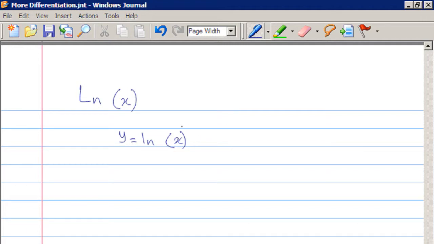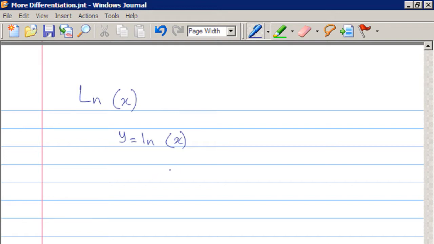Okay, in this video I want to go through how to differentiate the function ln x. If you have y equals ln x, then what is dy over dx? Now if you haven't done anything on logarithms yet, I'll just give a very brief introduction. The easiest way to think of the ln x function is to think of it as the inverse of the e to the power x function.